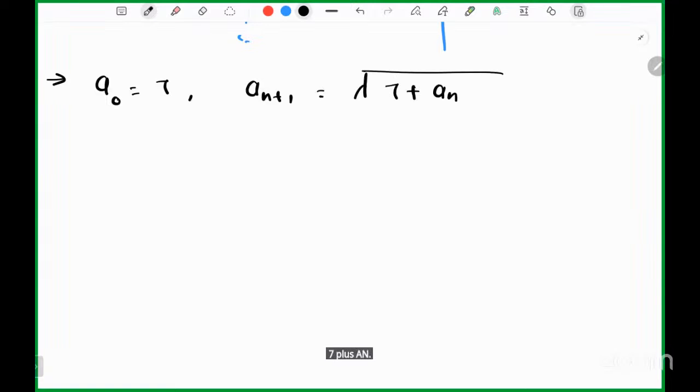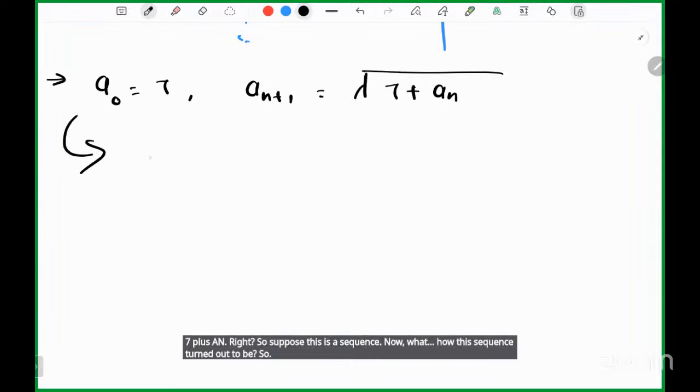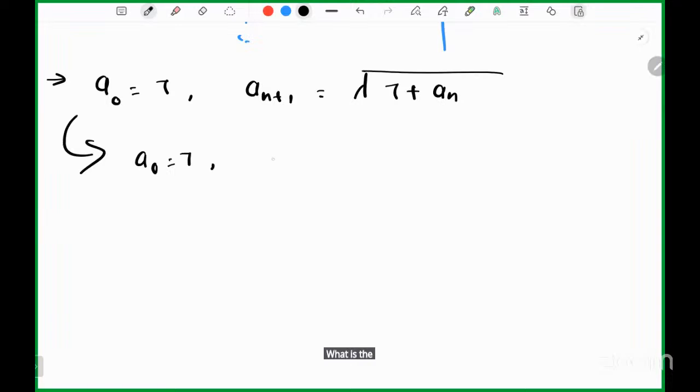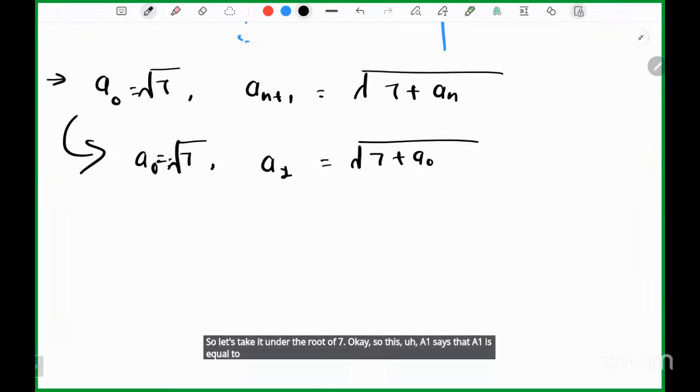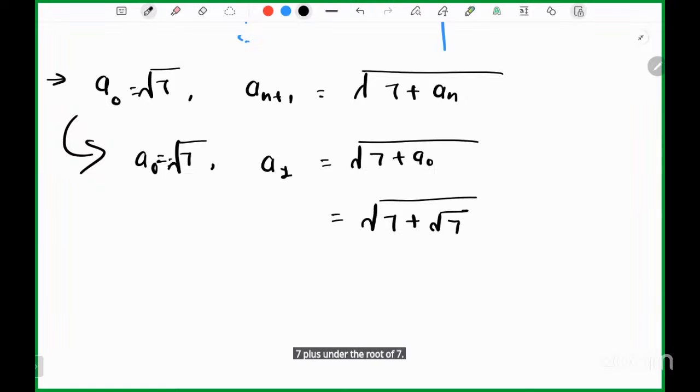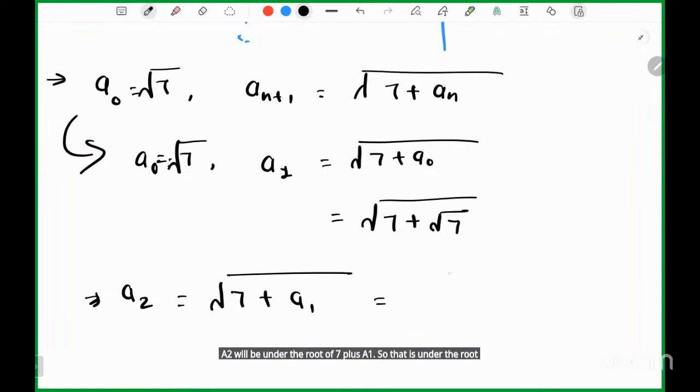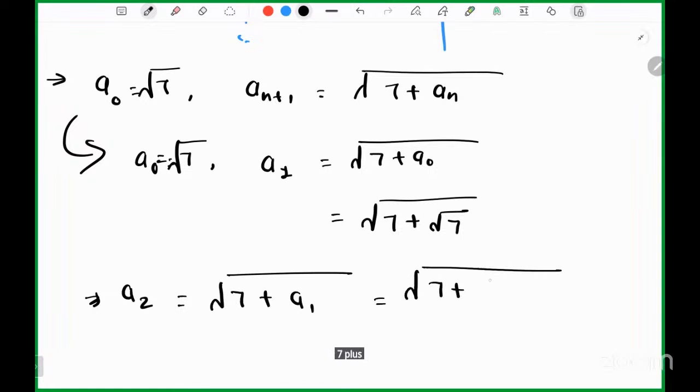Suppose this is a sequence. Now how does this sequence turn out to be? We are given a naught to be 7. What is the value of a1? a1 is the square root of 7 plus a naught. So a1 is the square root of 7 plus the square root of 7. Then what is a2? a2 will be the square root of 7 plus a1, so that is the square root of 7 plus the square root of 7 plus the square root of 7.